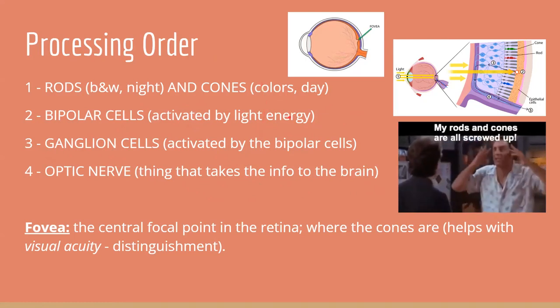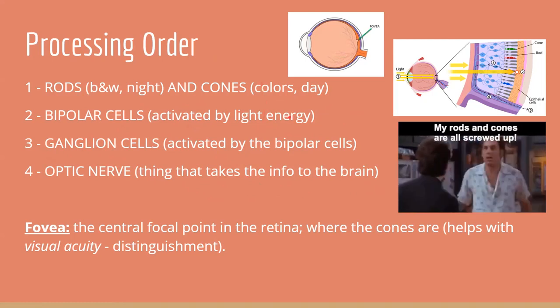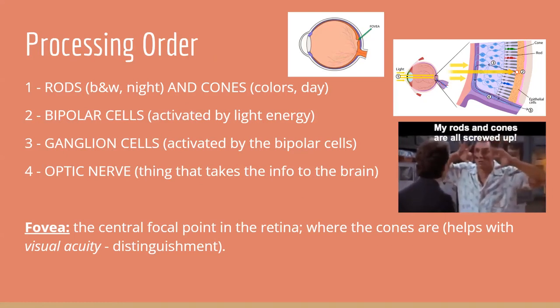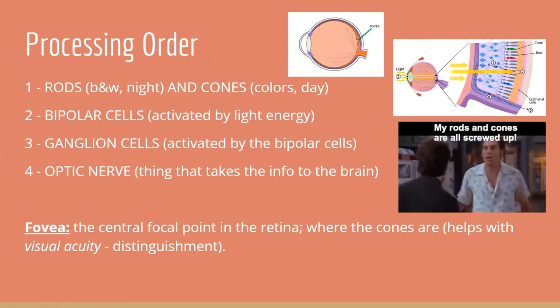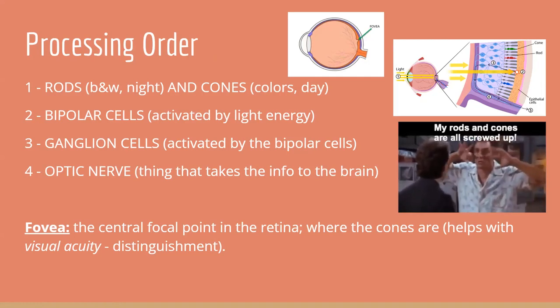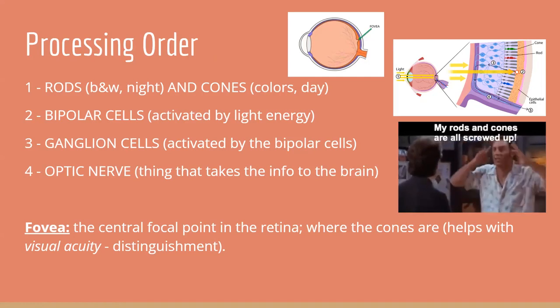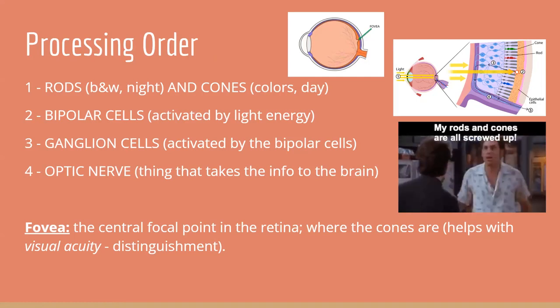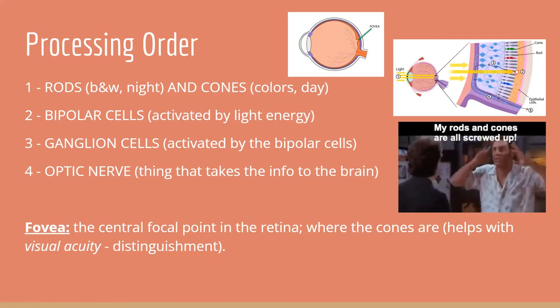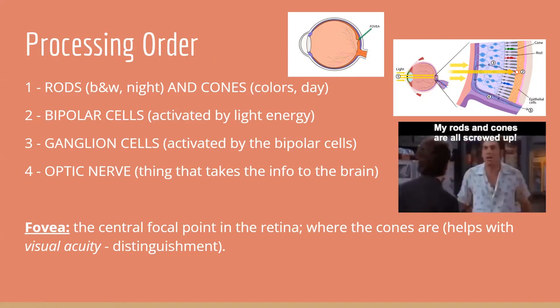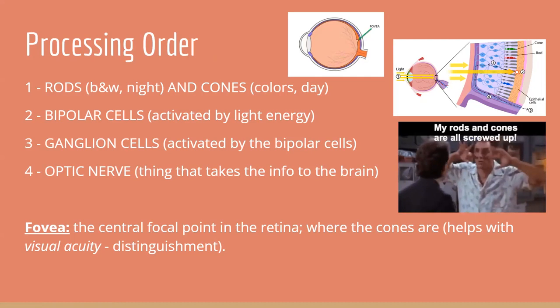It's the central focal point of the retina. It's where the cones are. It helps with visual acuity, which is distinguishment. So the fovea can help with complex images. So it's like, what is that? Oh, fovea. I know ya from my fovea. Well, not really, because you interpret what something is from your brain, but it helps with distinguishment.